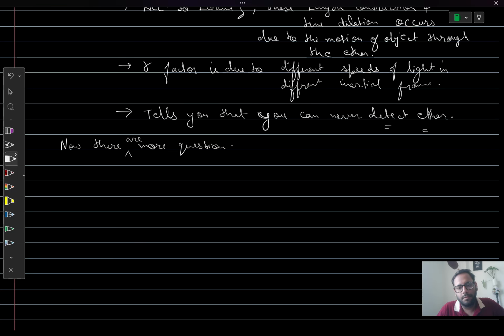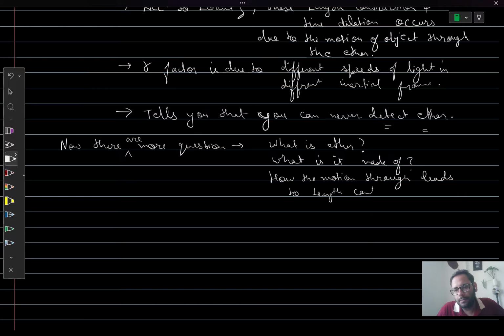Questions. What is this ether? What is it made of? How does the motion through it lead to length contraction and time dilation phenomena? Okay.